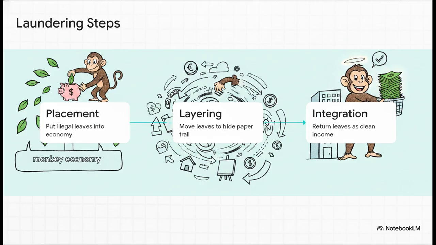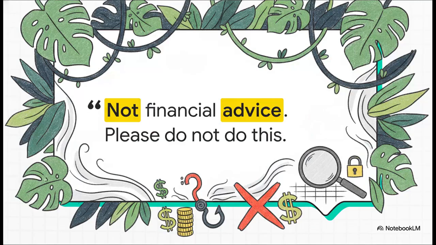Step 2 is layering, and this is where things get really complex. He moves the leaves around wildly, transferring them between multiple bank accounts, buying monkey property, maybe some monkey artwork. The whole goal of layering is to make the paper trail practically impossible to follow. And finally, step 3 is integration. The leaves have been washed through all these businesses and assets, and they return to the monkey as legitimate, squeaky clean income.